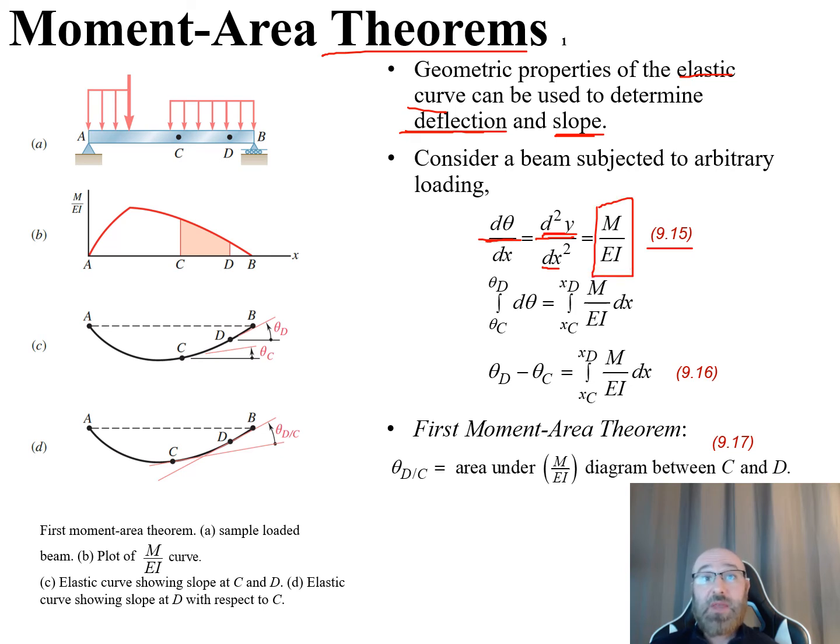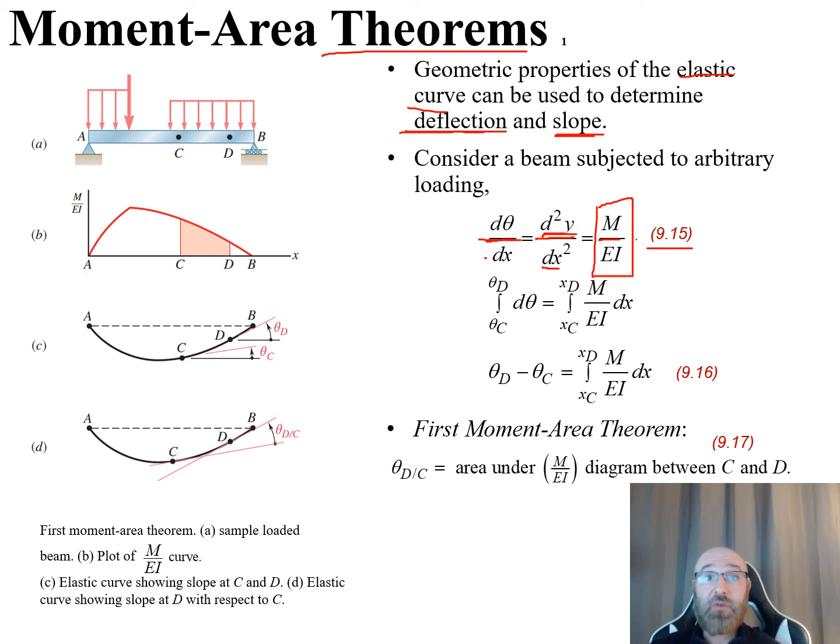So we can say that our dθ/dx is equal to M over EI. We can rearrange this slightly and move the dx over to the other side, multiply it over here. So we have dθ is equal to M over EI dx. And then what we can do is take the integral of both sides of that equation.